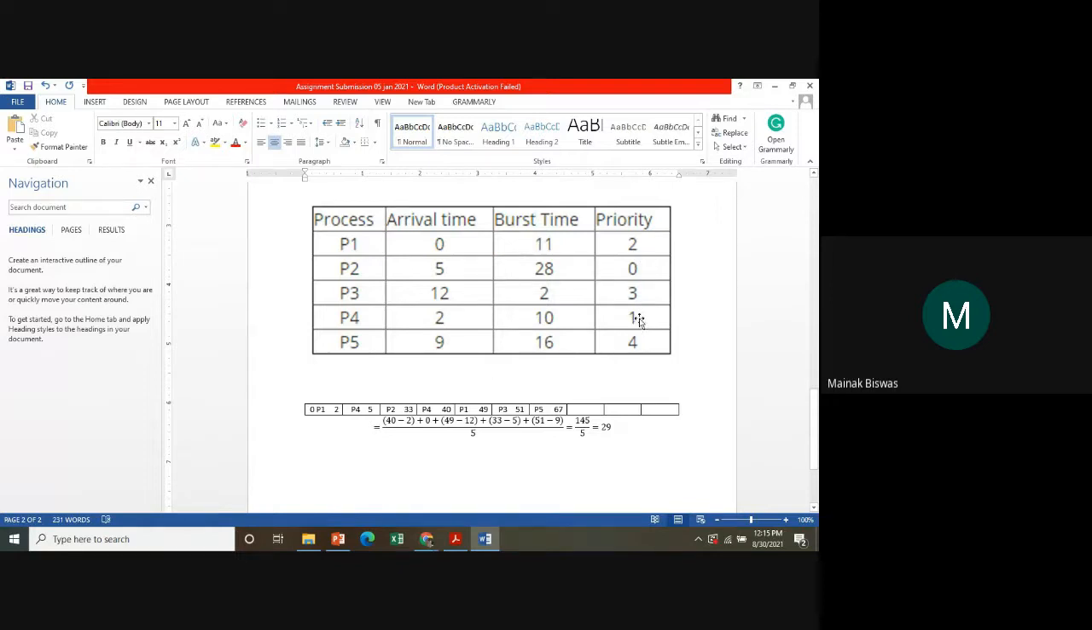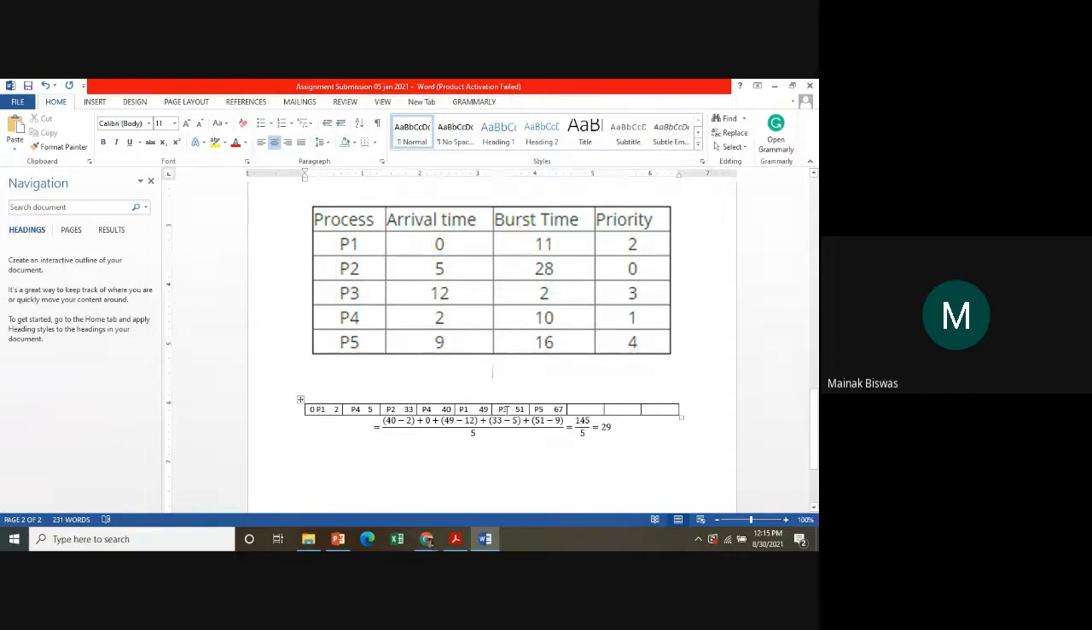Now it is the turn for P4 to complete. It has 7 milliseconds left, right? So P4 now comes after P2. So 33 plus 7, 40 milliseconds. So it worked until 40 milliseconds. So now P2 and P4 are over. Then P1 has how many milliseconds left? 9 milliseconds. So 40 plus 9, 49 milliseconds.